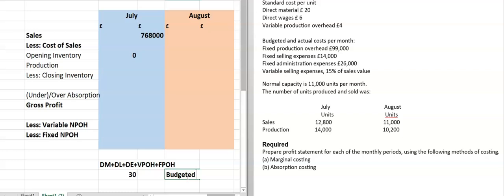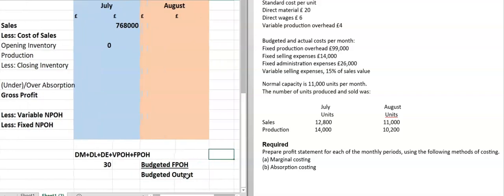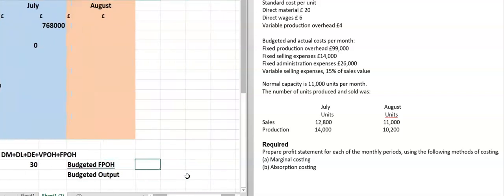Fixed production overhead is the OAR. So in order to calculate the OAR, you have to get the budgeted overhead cost, so fixed production overhead cost, and you have to divide this by budgeted output or budgeted activity level. Right? If you do that, budgeted fixed production overhead is given here as 99,000. Right? And you divide it by budgeted output. How do you get the budgeted output?